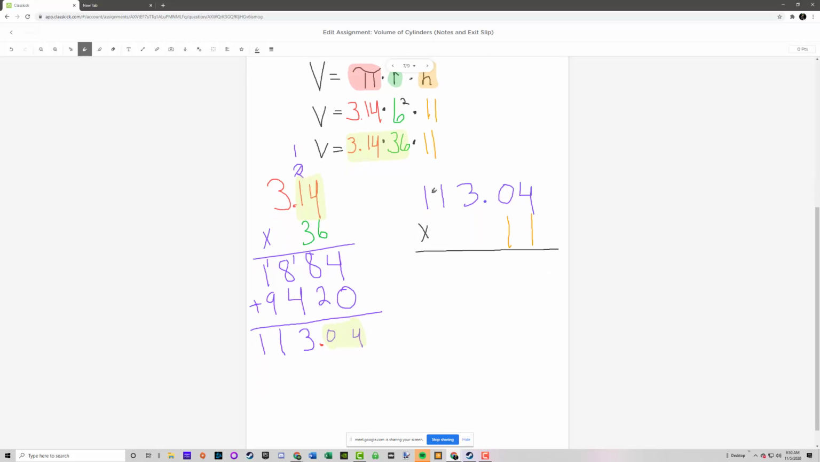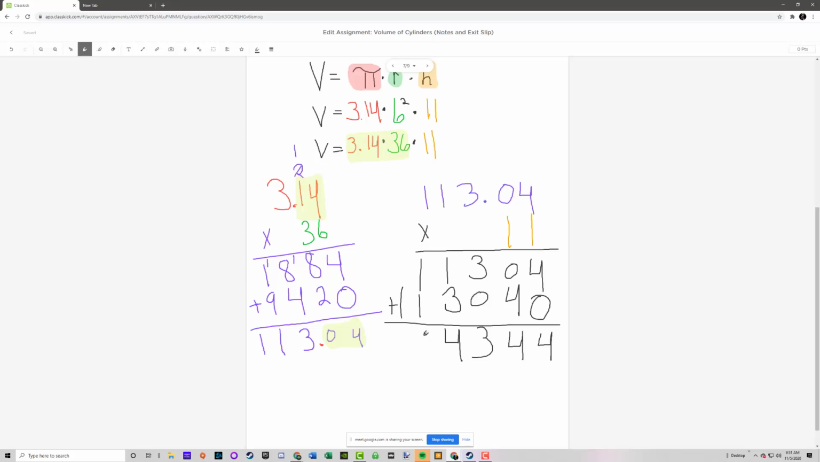All right, 1 times all of this is just going to be 1 times 4 is 4, 1 times 0 is 0, 1 times 3 is 3, 1 times 1 is 1, 1 times 1 is 1. Okay, move down, do a 0. It's going to be the same thing. 1 times 4 is 4, 1 times 0 is 0, 1 times 3 is 3, 1 times 1 is 1, and 1 times 1 is 1. Add it all together, and we get 4, we get 4, we get 3, we get 4 again, we get 2, we get 1.